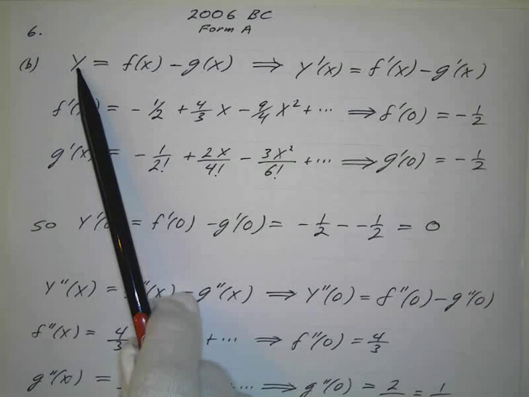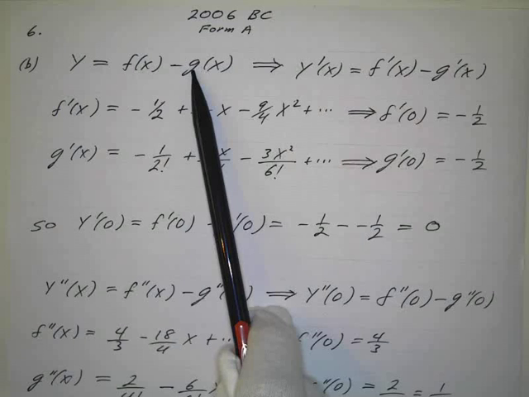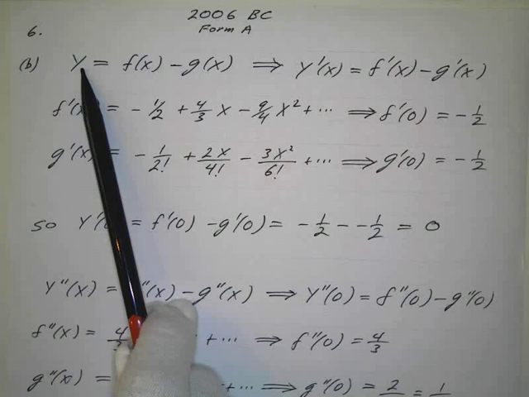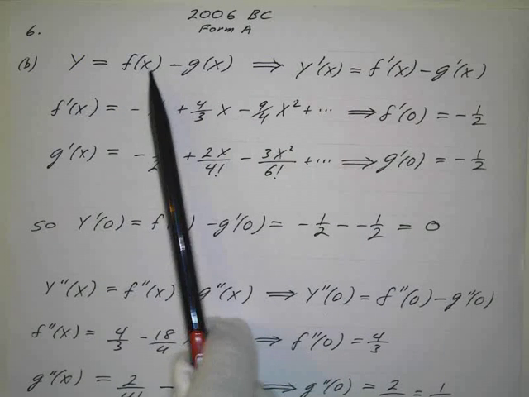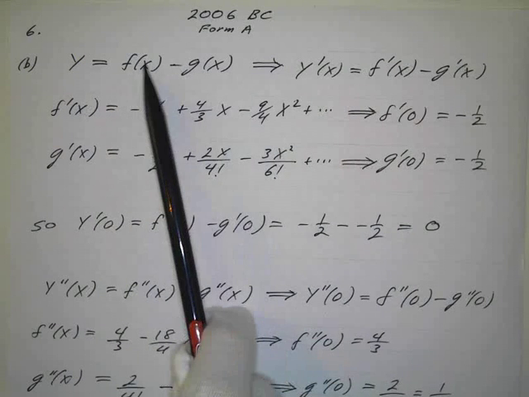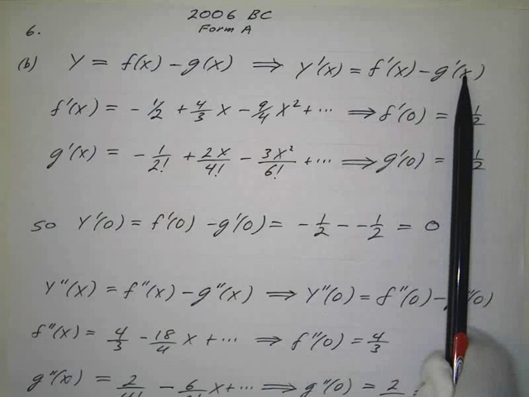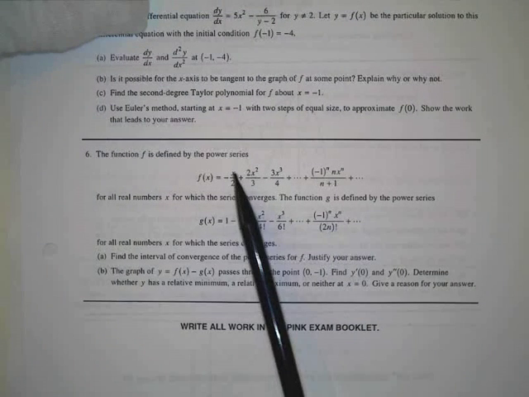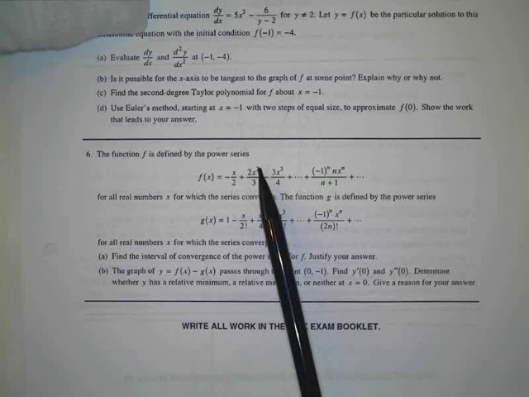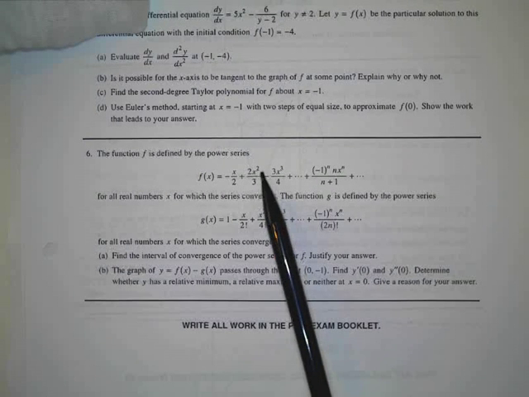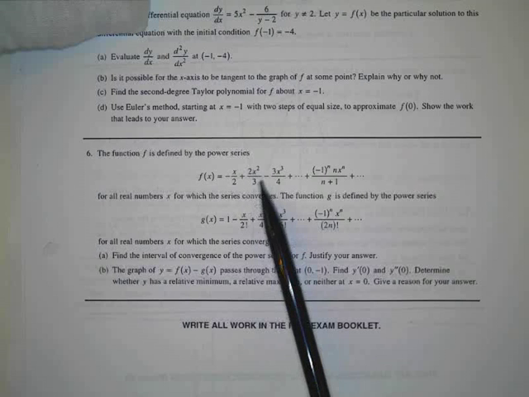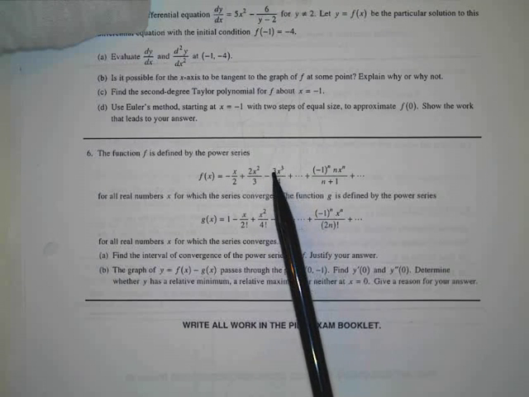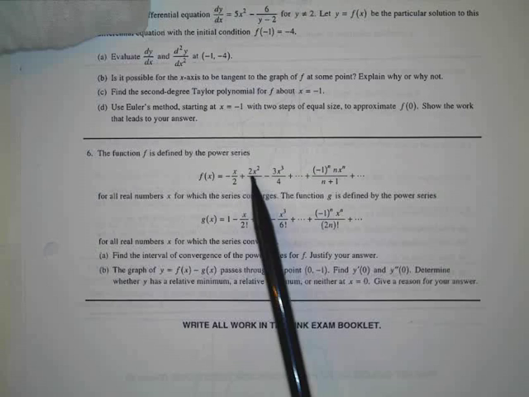All right, so this is my y, and this is f of x minus g of x. So I want to find y prime and y double prime of 0. Well, y prime is just the derivative of y, which, by the derivative of a difference, is the difference of the derivatives. I can take the derivative of that minus the derivative of that. Now, if I look at my f of x, when I take the derivative of f of x, look over here, the first term is just going to be -1/2, and then 4 times 2 is 4x over 3 times x, and this is going to be 9x over 4 times x squared.